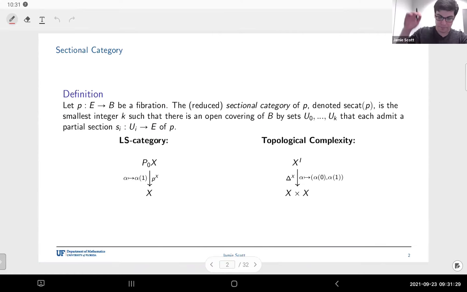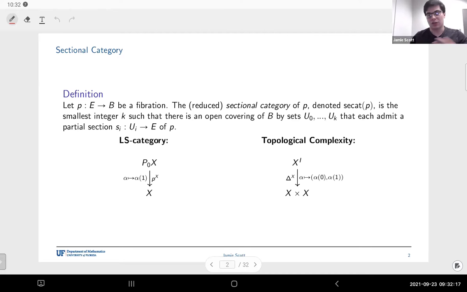So sectional category, as we all know: given a fibration P from E to B, the sectional category of P is defined to be the smallest integer k such that there's an open covering of the base B by k plus one open sets, each of which admits a section of P. And I'm going by reduced sectional category here, so I used k when I had k plus one open sets. Some people use k for k open sets; that would be unreduced. Two very common examples of this are LS category, or Lusternik-Schnirelmann category, which is the sectional category of the based path space fibration.